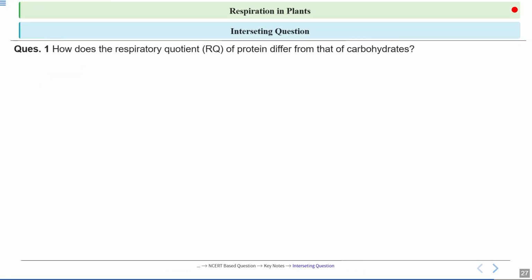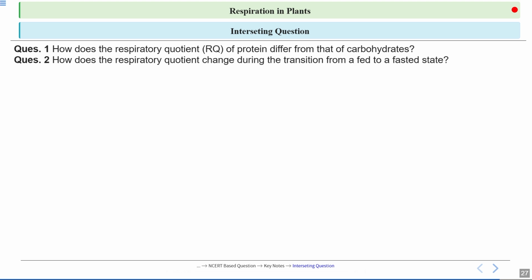Now let us look at some interesting questions which are for you to solve. So think about them. The first question asks, how does the respiratory quotient of protein differ from that of carbohydrates? So we know for protein it is almost 0.8 and for carbohydrates it's 1. So you can compare the ratios to see how much carbon dioxide and oxygen are involved.